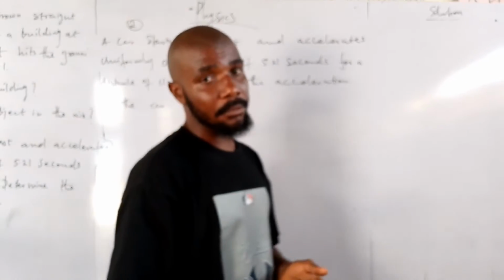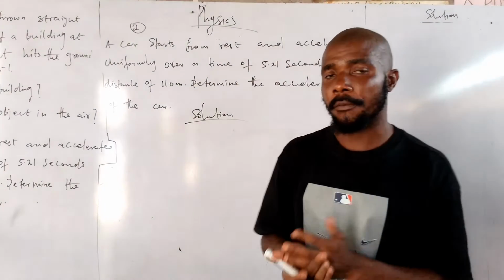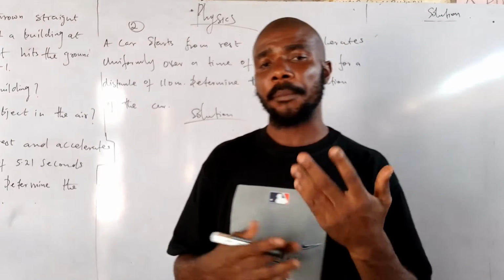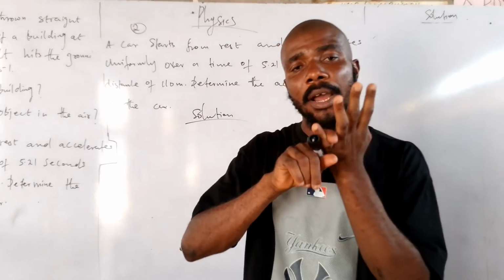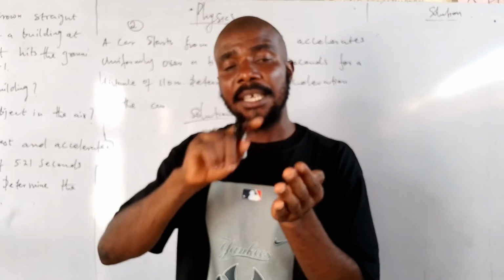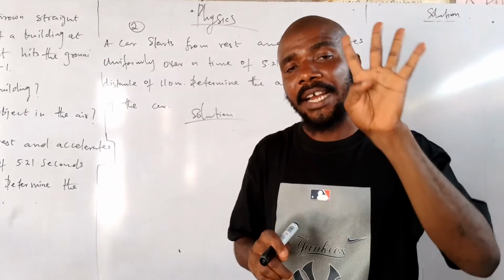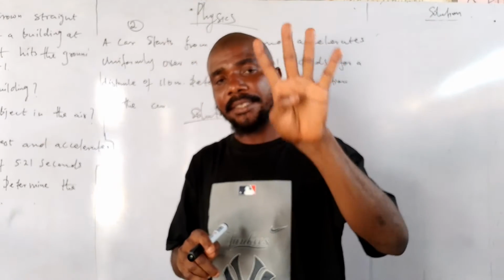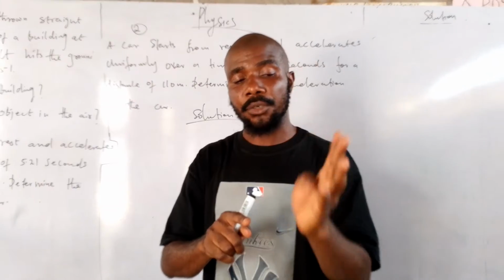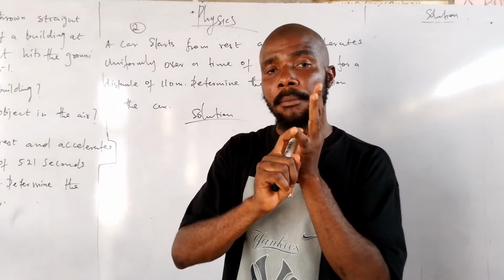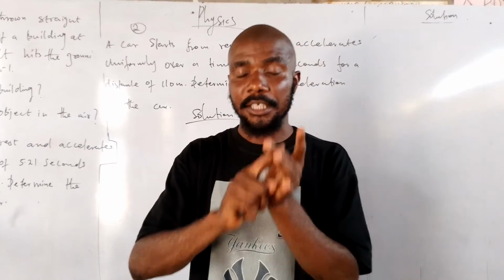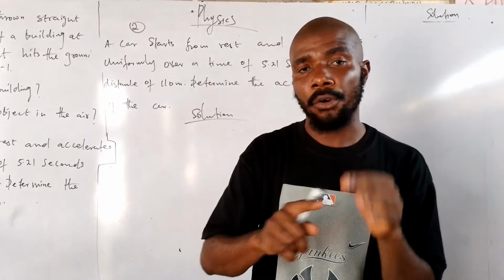Like I said before, we are trying to analyze the motion of a particle. What do we mean to analyze the motion of a particle? To analyze the motion of a particle, you need to get 4 things. They are 1, acceleration, 2, velocity, 3, displacement, and 4, time. If you can get these 4 things, you have analyzed the motion of a particle.